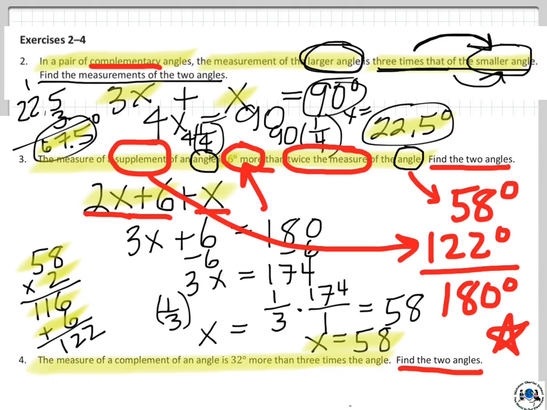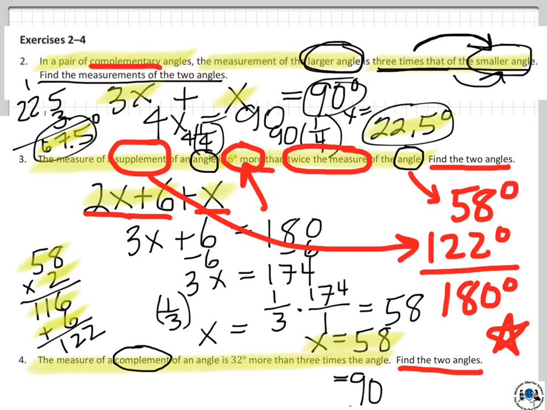Next one here, number 4: the measure of a complement of an angle is 32 degrees more than 3 times the angle. Find the two angles. If you'd like to, go ahead and pause right now and figure that out, and hope you're having fun, because it's kind of refreshing to be back doing these equations again, huh? Anyway, if you want to, go ahead. If not, just follow along with me.